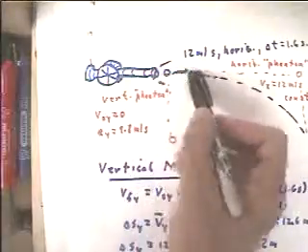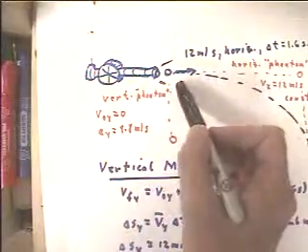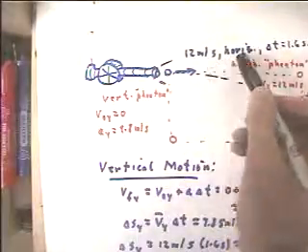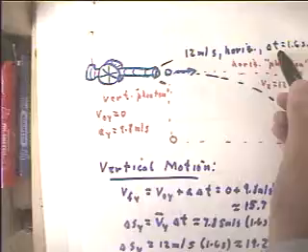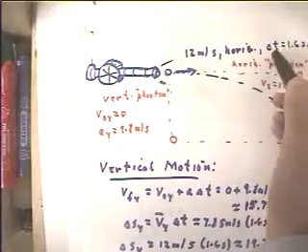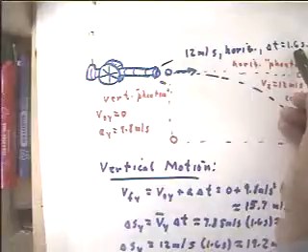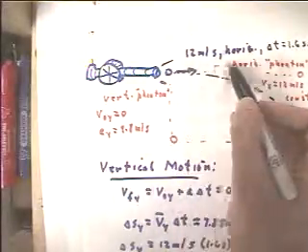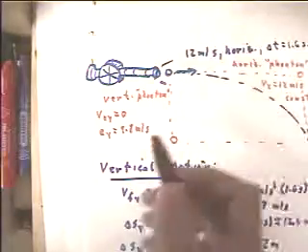Here we have a picture of a cannon firing a cannonball in the horizontal direction. The cannonball starts out at 12 meters per second in the horizontal direction, and we're going to look at the position of the cannonball after delta t equals 1.6 seconds. We want to know how far the cannonball moves in the horizontal and in the vertical direction in 1.6 seconds.